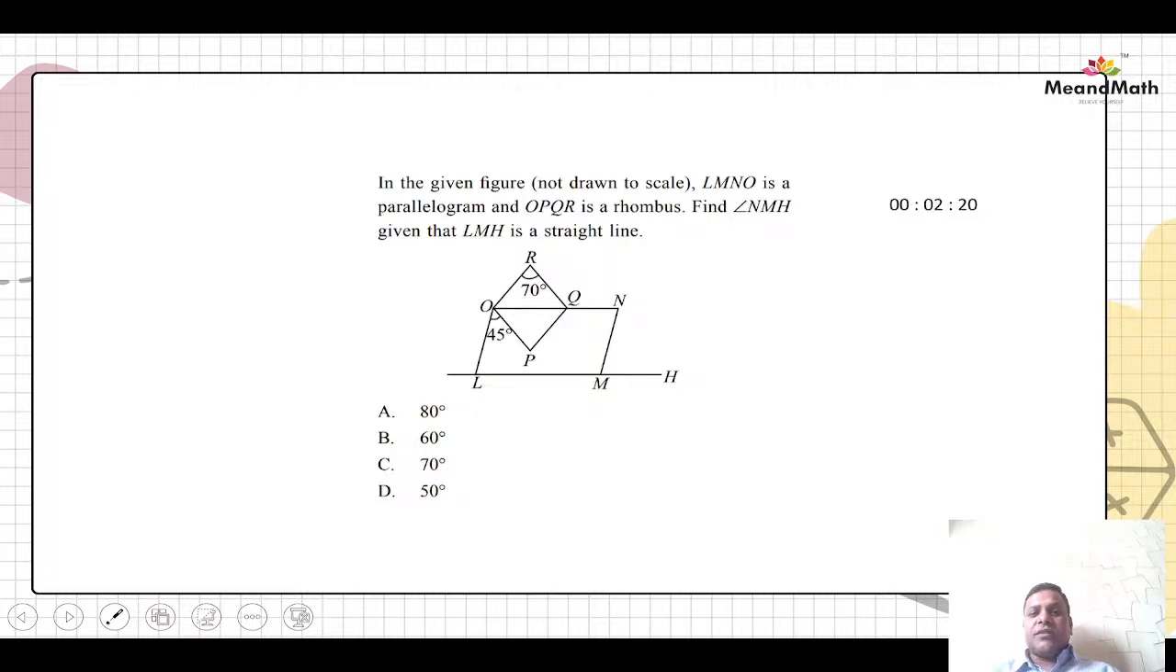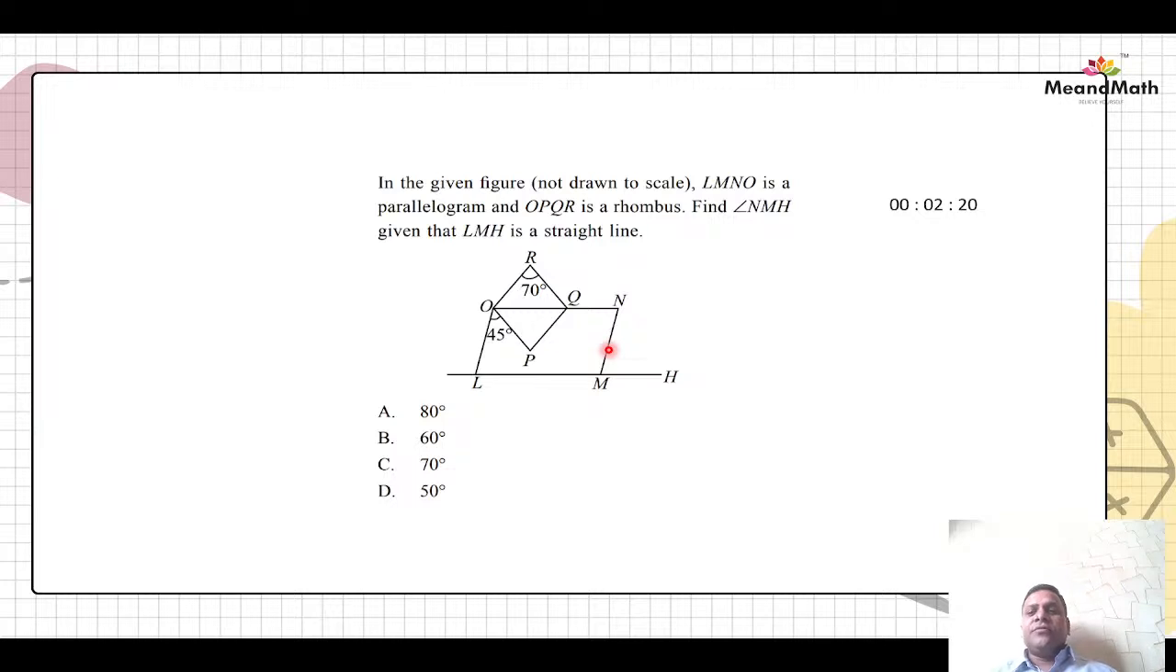So this is question number 1. In the given figure, LMNO is a parallelogram and OPQR is a rhombus. Given that LMH is a straight line, you have to find the angle NHM, means this angle you have to find.